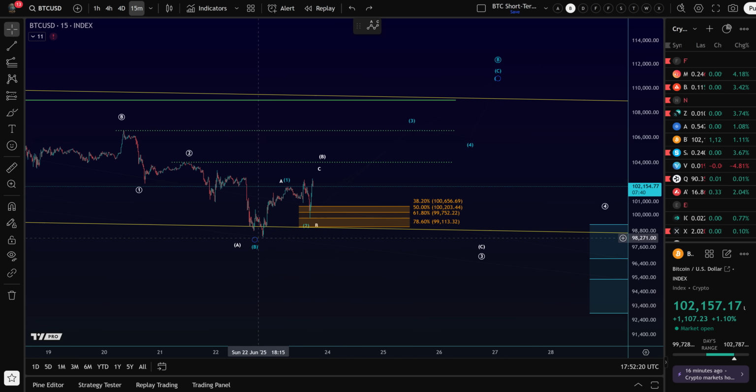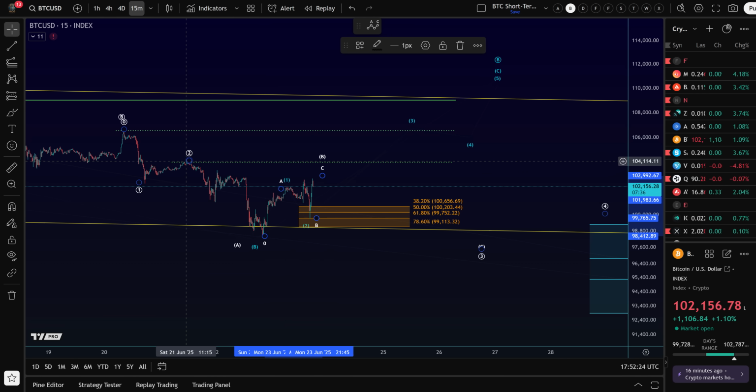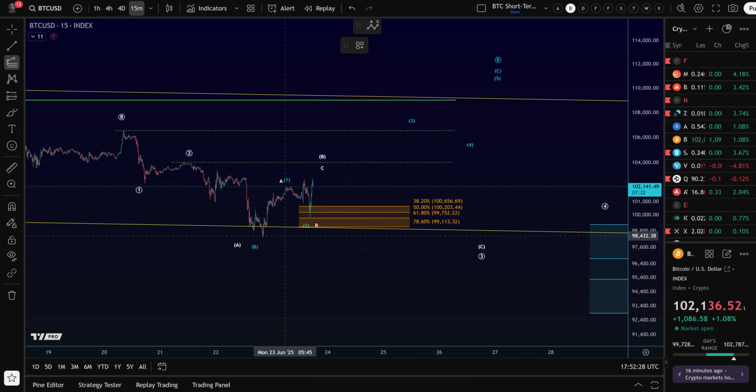So at the moment, the idea was that this was an A wave, B wave, C wave, and we'll see if it can take the price above that swing high from the 21st of June. What I want to communicate in this video is that if we now break below this intraday low, the Monday low, that formed exactly at the golden ratio level, the 61.8 Fib level, 99,752, then likely wave B in white has topped. It could still stretch a little higher.